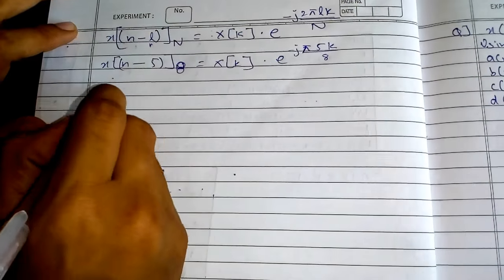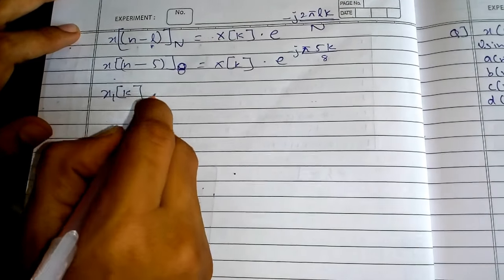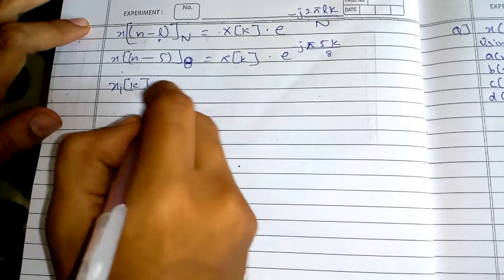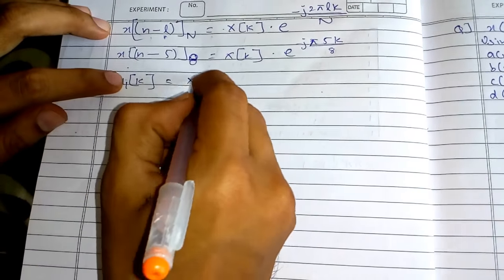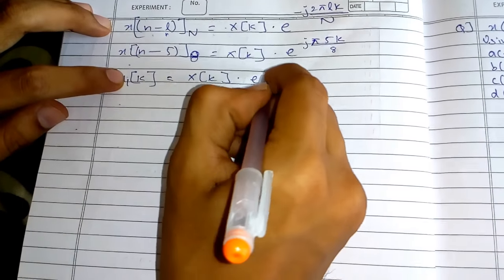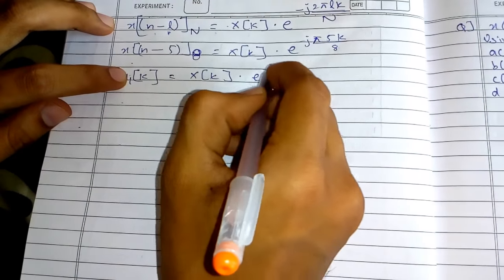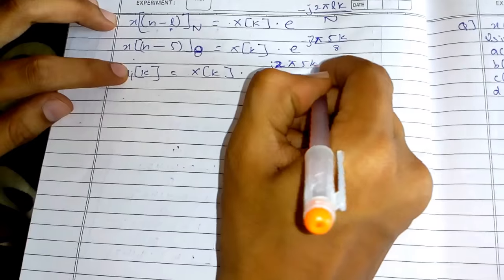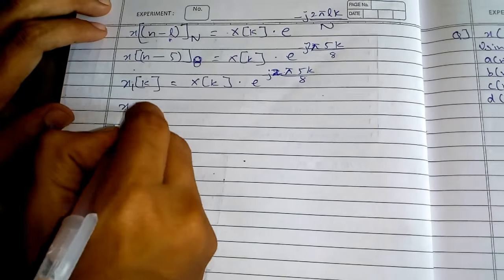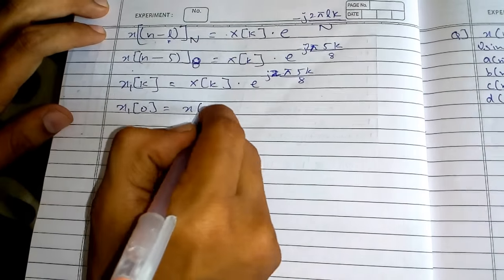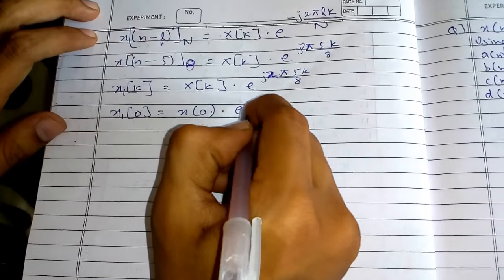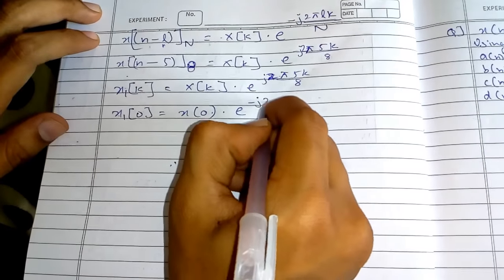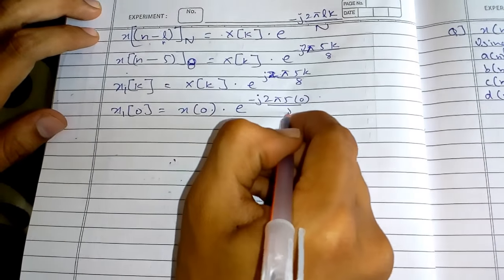Now if I have to find the new X1 of k, that will be nothing but X of k old one multiplied by e raised to minus j2 pi. Sorry, I forgot the 2. It's 2 pi 5k by 8. Now if I have to find X1 of 0, that is nothing but X of 0 multiplied by e raised to minus j2 pi 5 into 0 by 8.